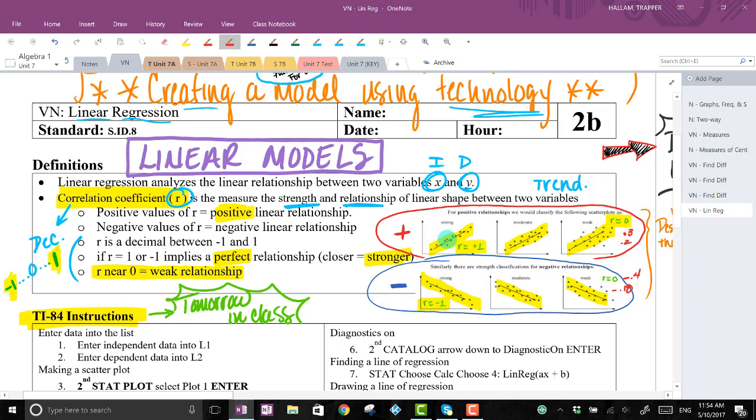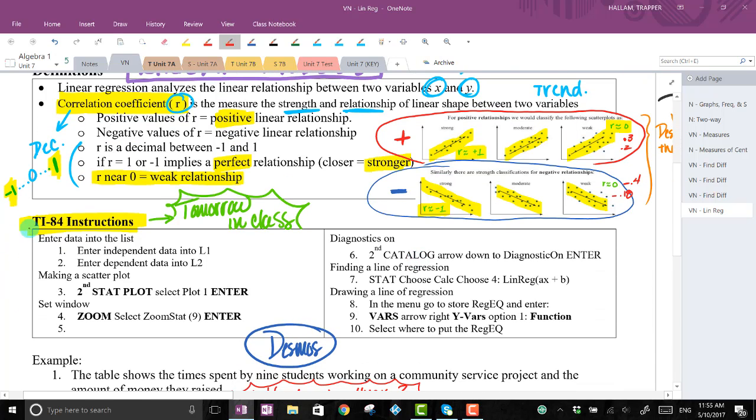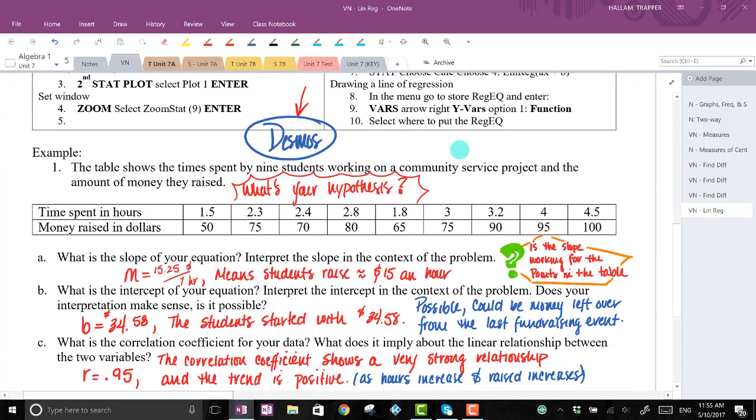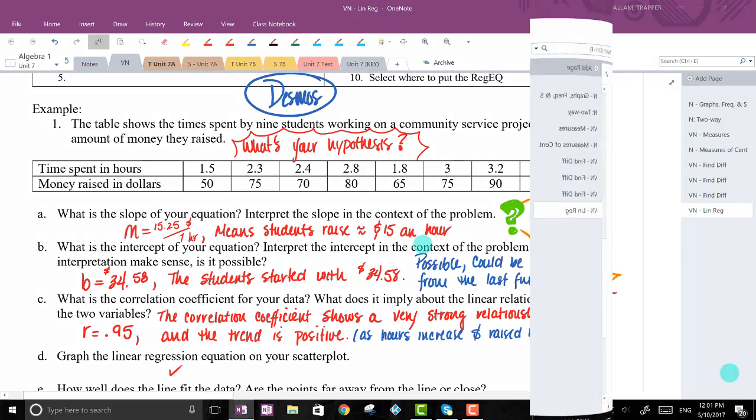Over here, you may want to bet on these because that's trending pretty strong. All right, we'll do these TI-84 instructions on how to calculate the line of regression on your TI-84 calculator in class tomorrow. But for today, we're going to use Desmos to talk about that. So we're going to take the example here and run through this with Desmos.